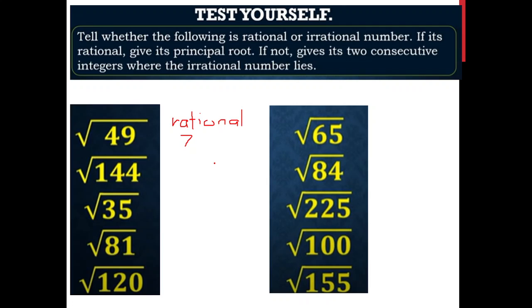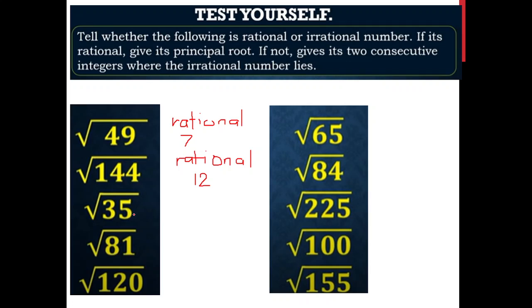Yes, it is a perfect square. What is the principal root of 144? That is 12 times 12, that is 144. So the square root of 144 is a rational number, and the principal root is 12.